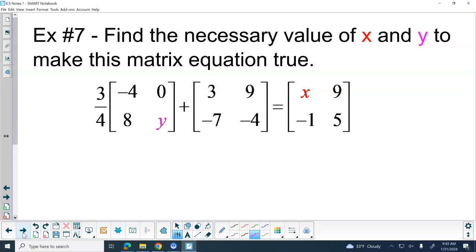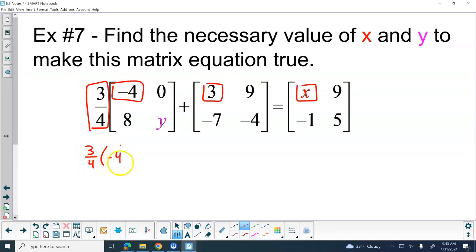Now I see whether it's the power. Banging your head against the wall, yeah, okay. So X is in that position, so that means I'm looking at row 1, column 1, got nothing else there, this one, and I got this one too. Okay? So this is really going to be 3/4 times negative 4 plus 3 equals X.